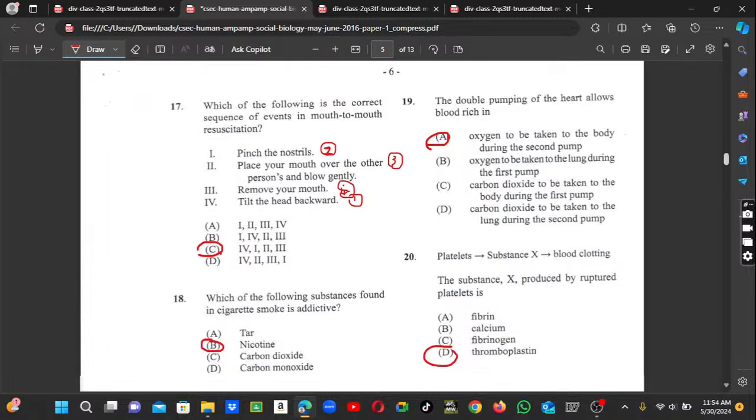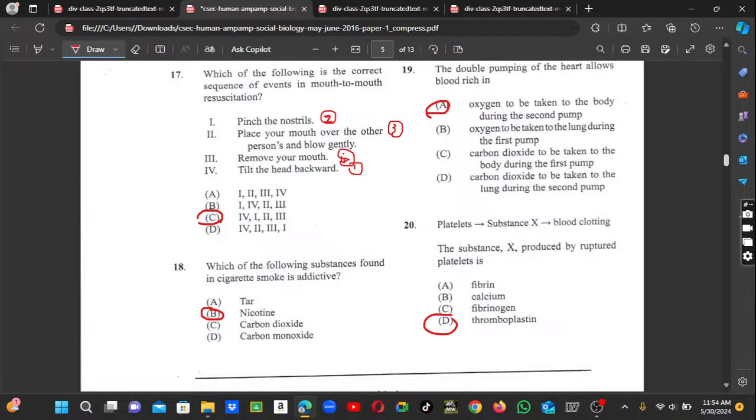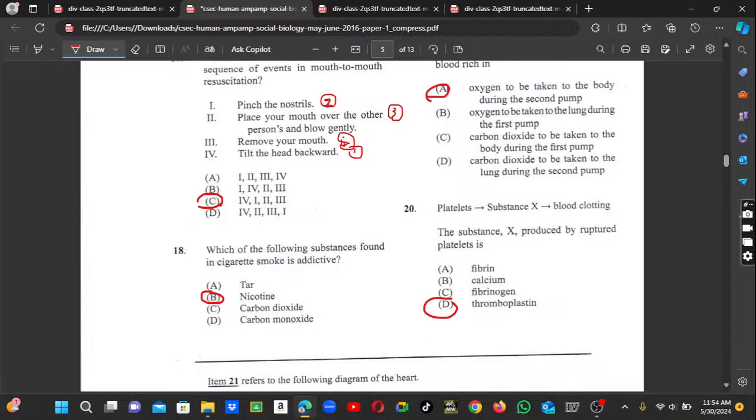Alright, good. Number 18 now. It says, which of the following substances found in cigarette smoke is an additive? So we all know that in cigarettes there is nicotine. So nicotine, guys, is found in cigarettes. Alright, so this one is a giveaway question as well. So for number 18 the answer would be B.